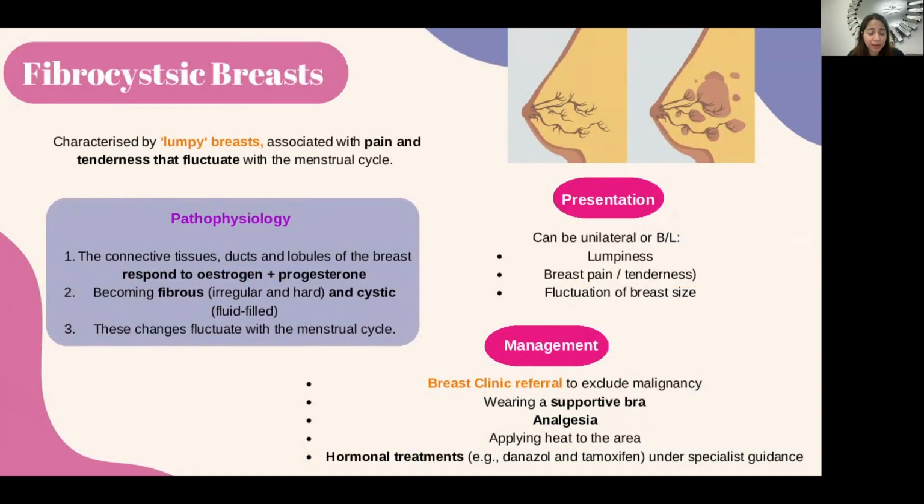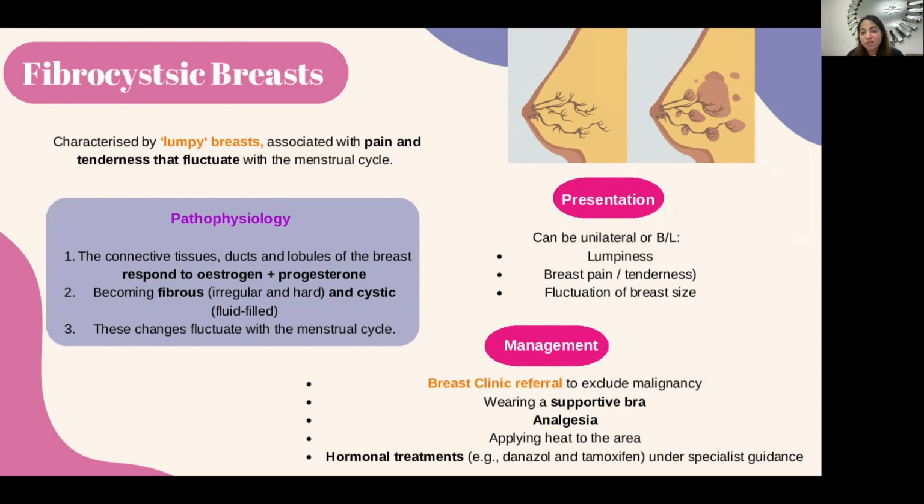And then patients can have fibrocystic breasts, where essentially it's like a lumpy breast where you've got pain and tenderness that also fluctuates with the menstrual cycle. Patients will end up having fluid-filled sacs as well as fibrous sacs. So you can have a mixture of sacs that feel fluid-filled and fluctuate, and some that feel a bit harder.